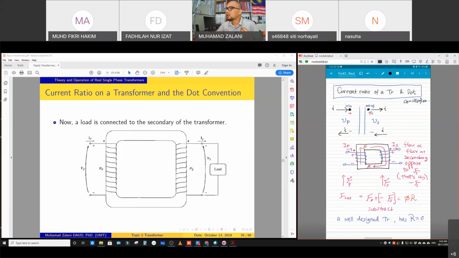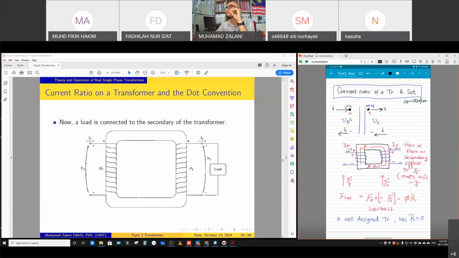So the tricky one here is about current. One current at the primary is flowing into the dot, one current at the secondary is flowing out of the dot. That is the tricky part about current. The voltage is the same. If we see the dot here, it means that this is the plus of the plus.